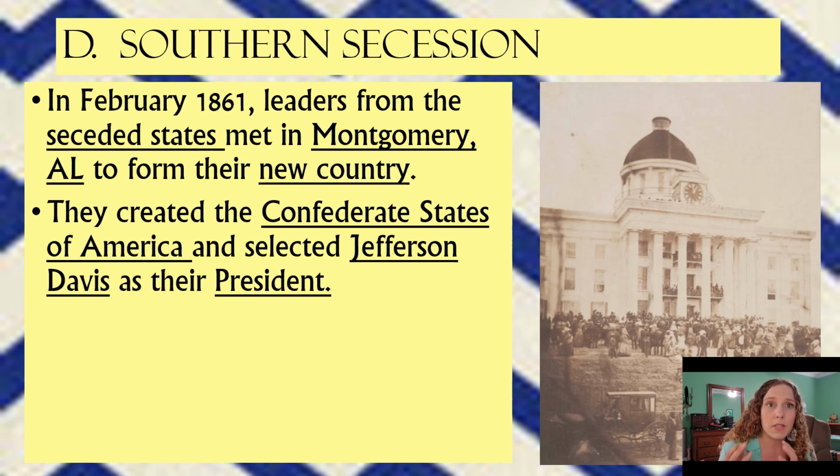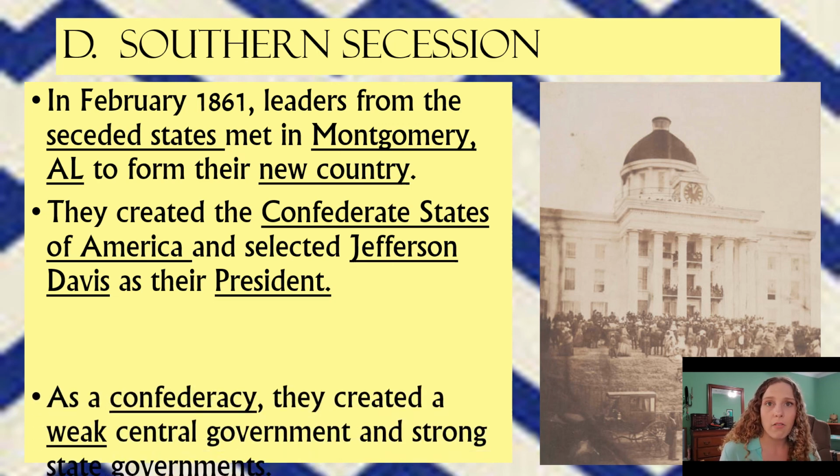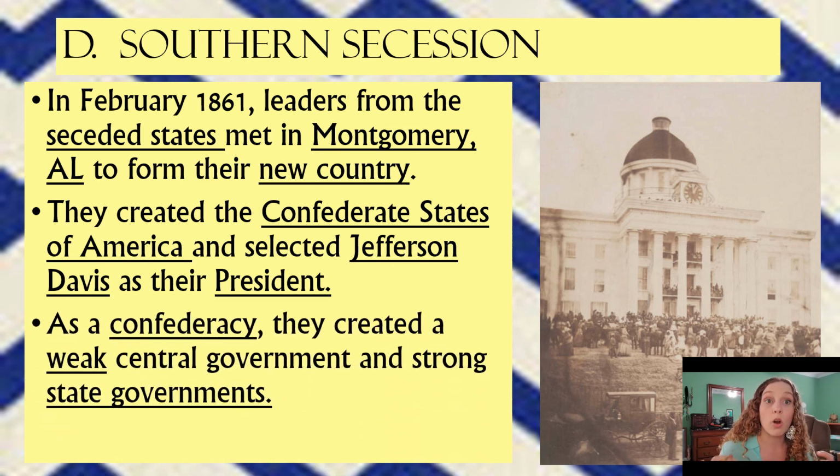Now remember, that's a specific type of government. Think about the Articles of Confederation, that it's a weak central government. It is not a very powerful one. They want stronger state governments. They would argue that that was the reason for secession, because they felt like the principle of states' rights had been violated. So this is a weak central government, most powers with the states.